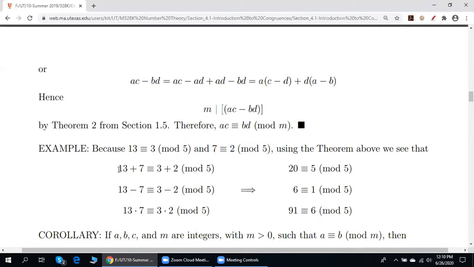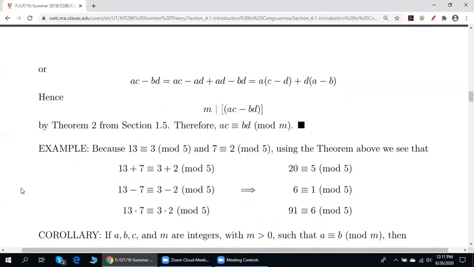Therefore, 13 plus 7, we add up left-hand sides, is congruent to 3 plus 2, we add up right-hand sides, modulo 5. Over here, we subtract. Over here, we multiply these congruences.